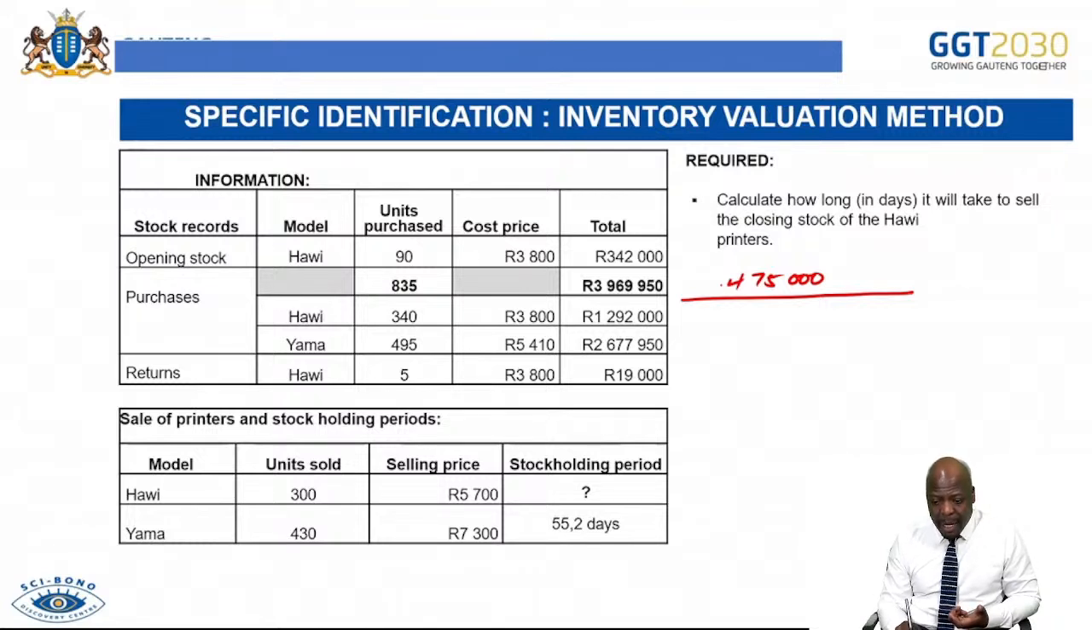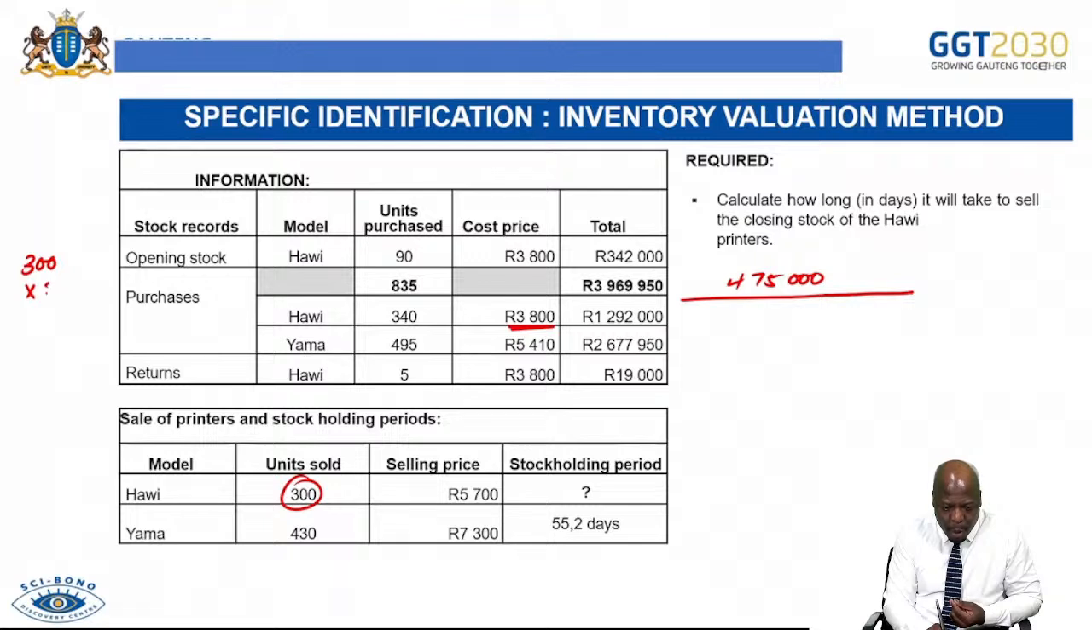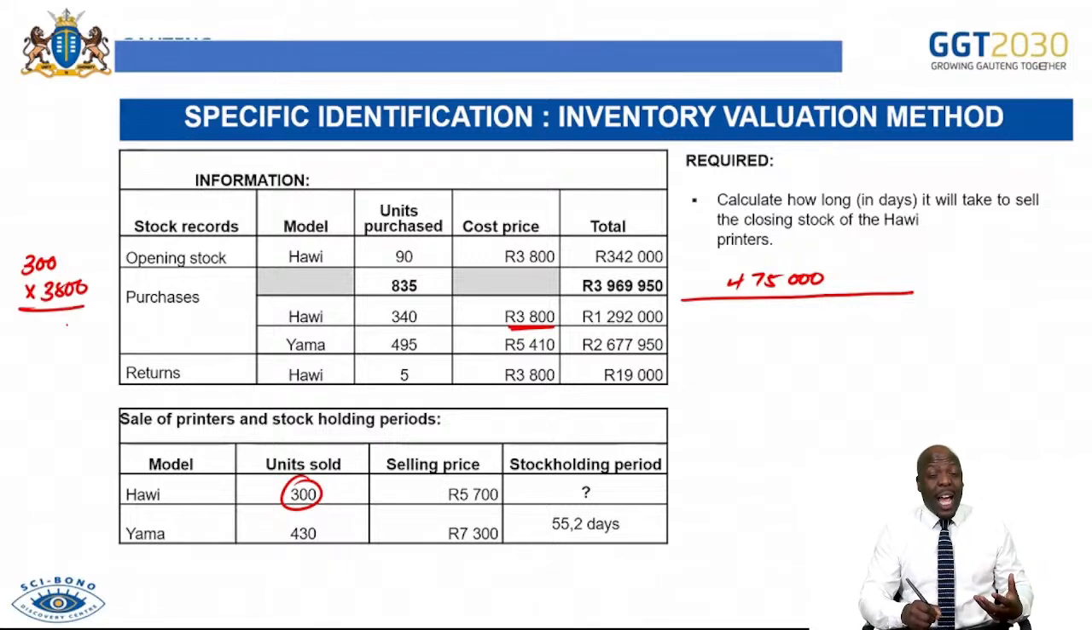All right, how do I get my cost of sales? How many units were sold? We sold 300 units. And what was the cost per unit of the Howie? It was 3,800. So I'll simply come here and multiply by 3,800. Cost of sales: how much did it cost us in order for us to sell these units? Each unit was costing us 3,800 and we sold 300 units. So we should get the cost of sales in this case.